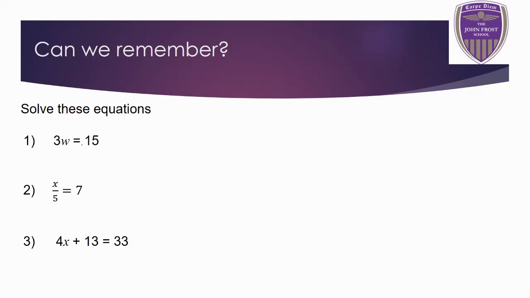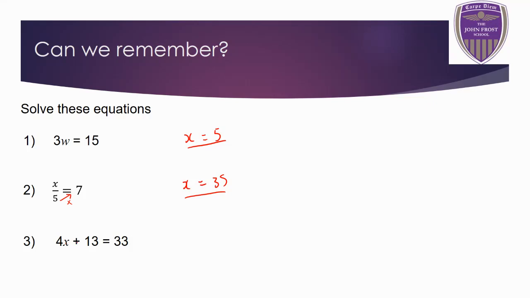Okay, the first one then, 3w, 3 times a number for w equals 15. 3 times 5 equals 15, so x equals 5. On the second one, a number for x divided by 5 equals 7. Remember, if a number's on the bottom of a fraction, we can times it up. So 5 times 7 will give us 35. X equals 35.